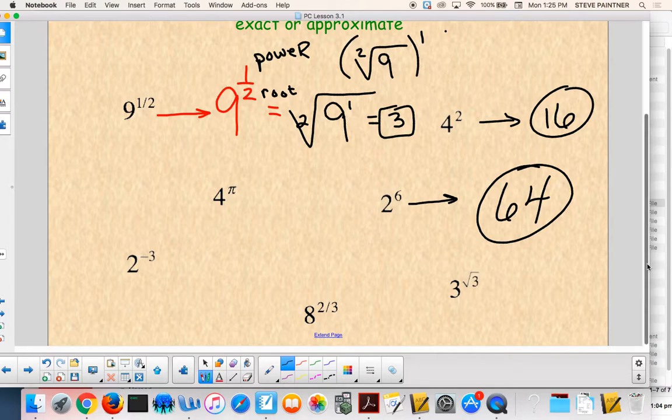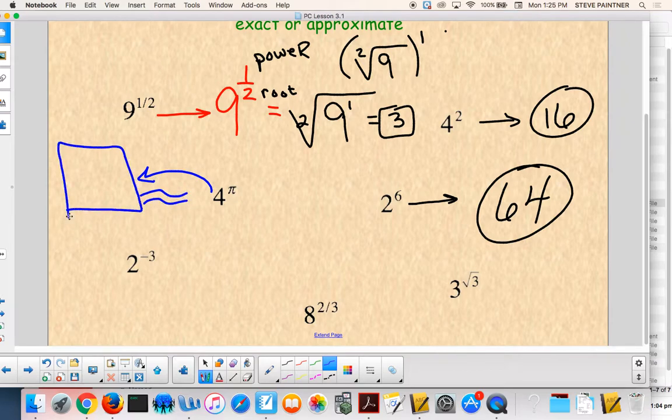Here's one you can't think out on your own. It's 4 to the what? Pi. Go ahead, type it in. That's a tough one. That's an approximation, by the way. 70 what? 8. Okay. Good.